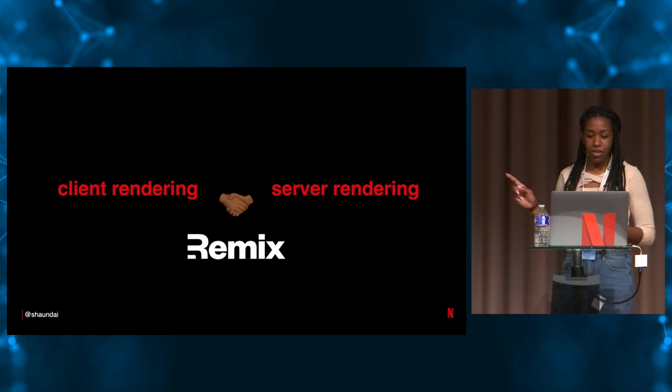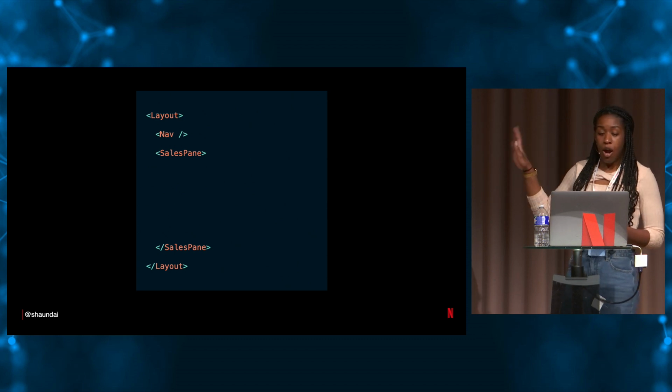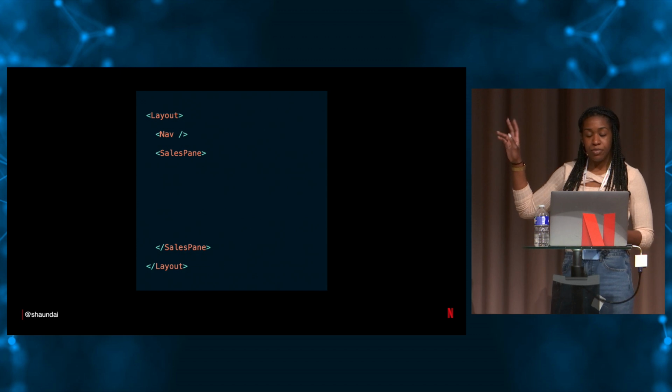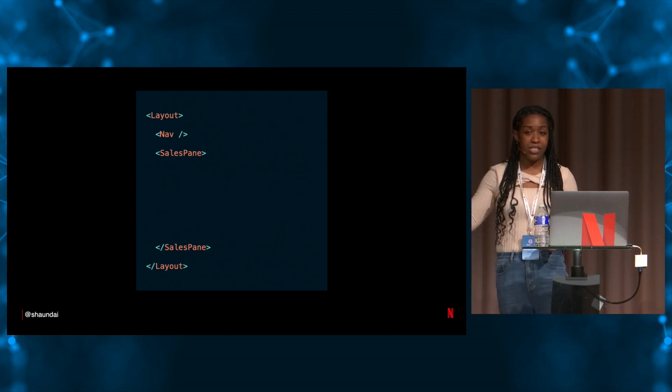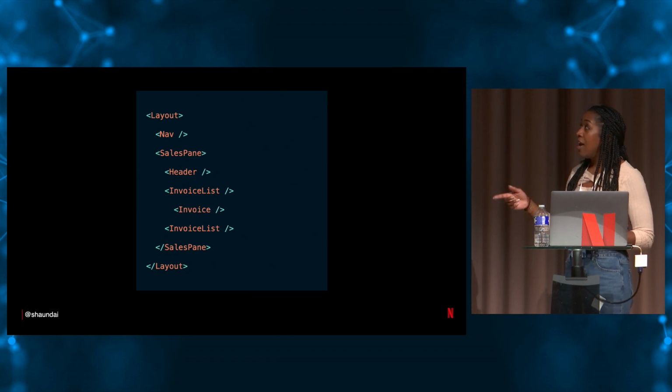Okay? So here's our example app. Let's talk about how this works. Our outermost component is a layout. Our layout has two children, a nav and a sales pane. The sales pane has two children, a header and an invoice list. And the invoice list has one child, which is an invoice.